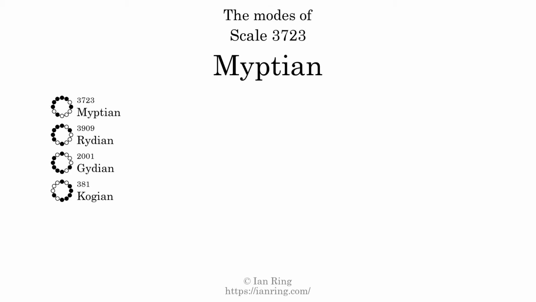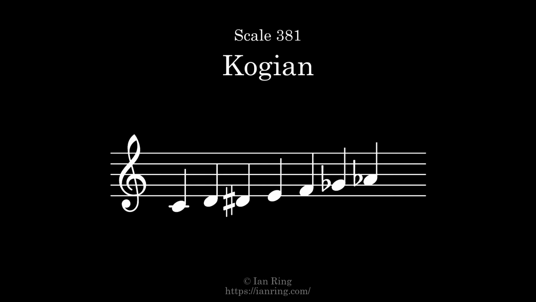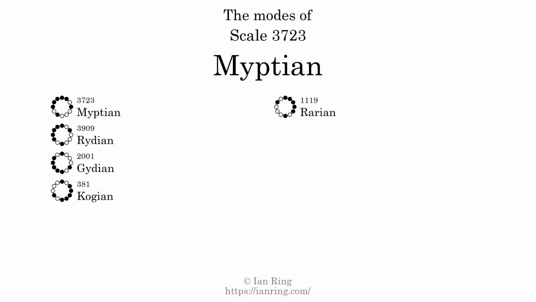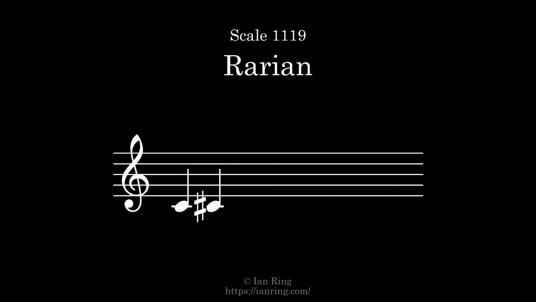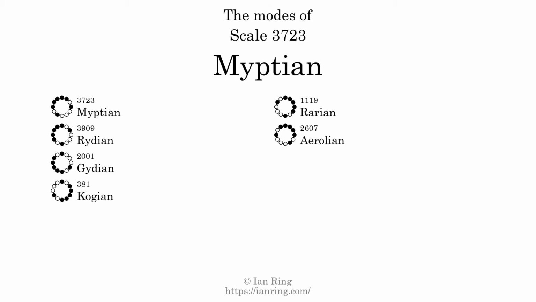The fourth mode is scale 381, also known as Kogan. It sounds like this. The fifth mode is scale 1119, also known as Rarian. It sounds like this. The sixth mode is scale 2607, also known as Aurelian. It sounds like this.